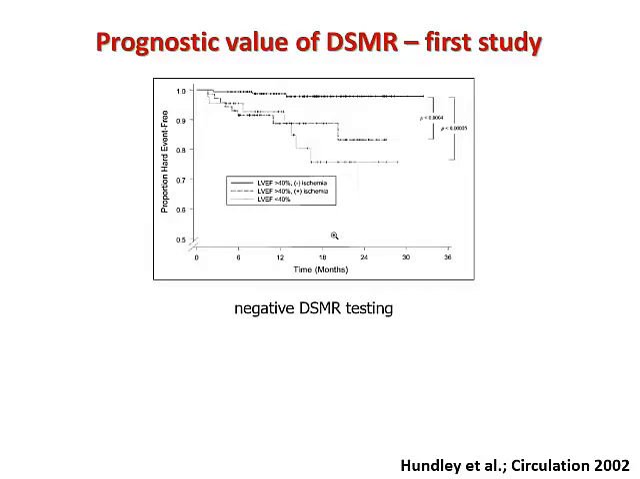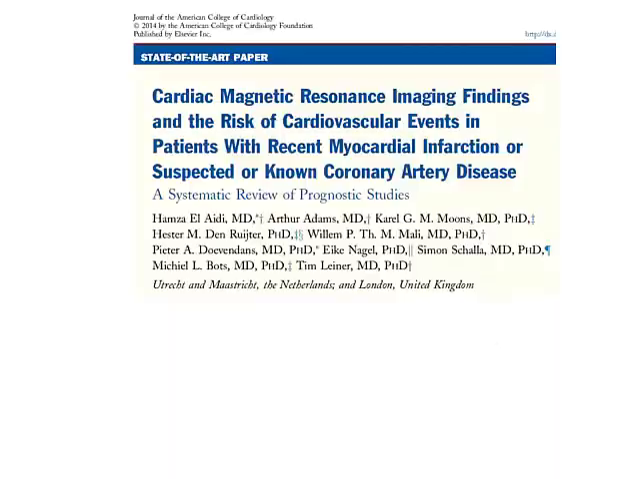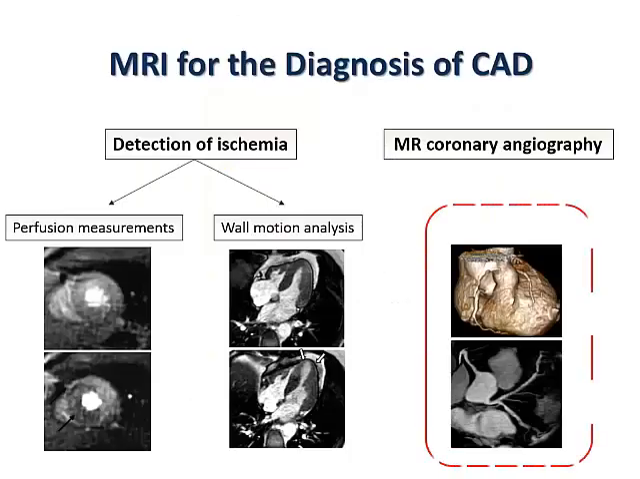So we have a lot of data regarding the dobutamine stress MRI, regarding the feasibility, regarding the diagnostic performance, and regarding the prognostic value. I will just go to the last issue of this session. We'll talk about coronary angiography. It has a relatively limited indication in the clinical use, but if we have questions regarding coronary anomalies, it could be indicated.